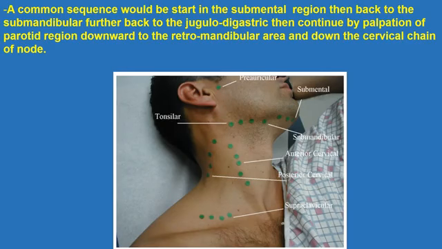We can see in this photo the distribution of the groups of lymph nodes and how we examine these lymph nodes by palpation. And as we said, we start from submental and move backward to the submandibular and etc.